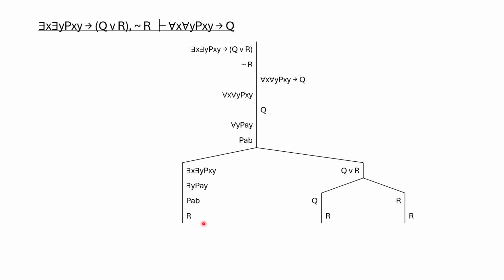And now looking at each of the individual branches, I already mentioned I've got a contradiction here with the PABs. I have a contradiction here because I got a Q on the left and a Q on the right, and I've got a contradiction here because my two R's, one on the right, one on the left, so that makes this valid.